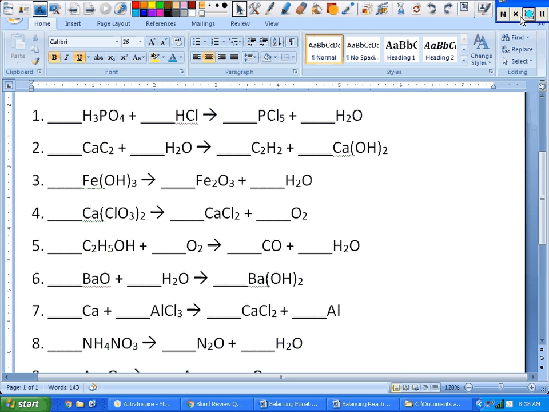Because when these two things react, and I'm going to be 100% honest with you, this is going to be aqueous, I would assume, and this is probably going to be a gas, but we're not going to get into that. The phosphorus actually reacts with the chlorine, and it creates a double replacement. All right. Number 2, you've got CaC2 plus water yields C2H2 and calcium hydroxide.